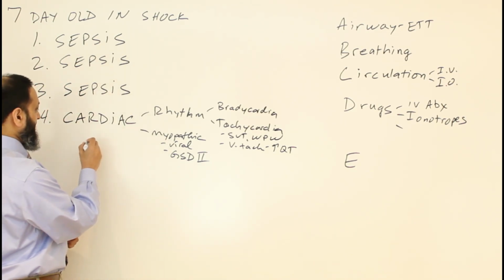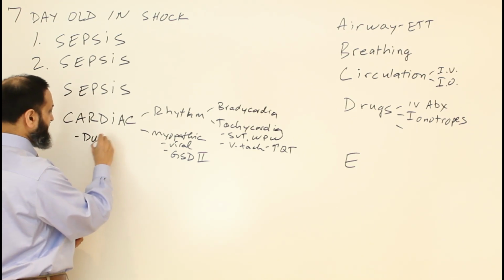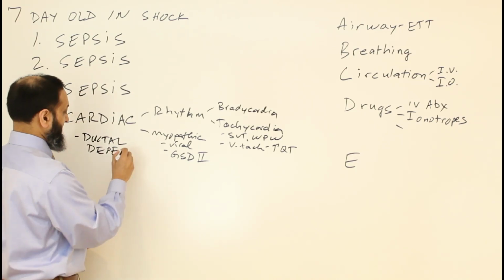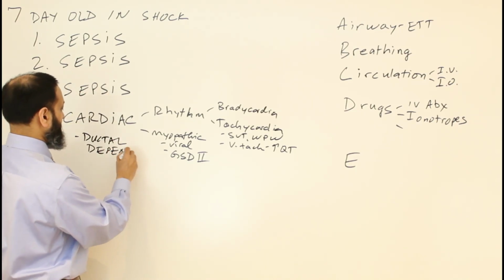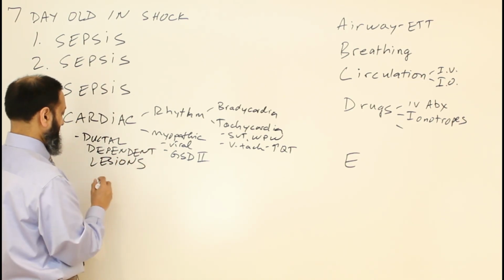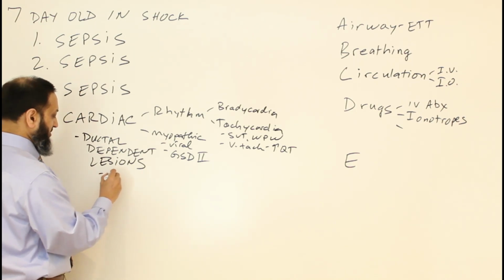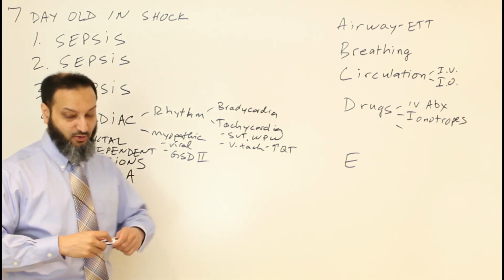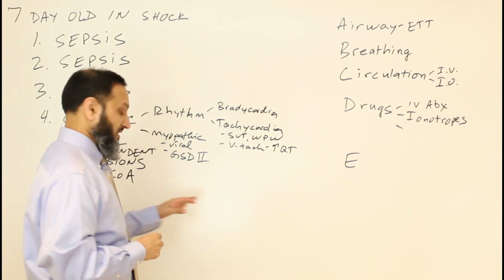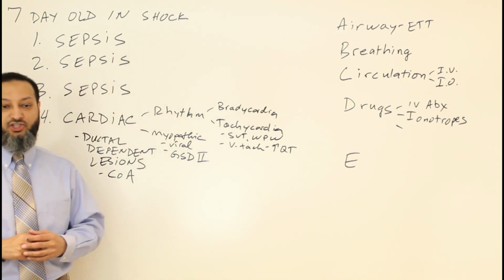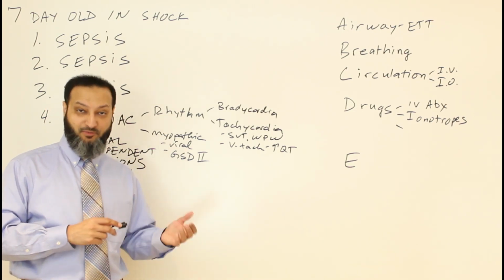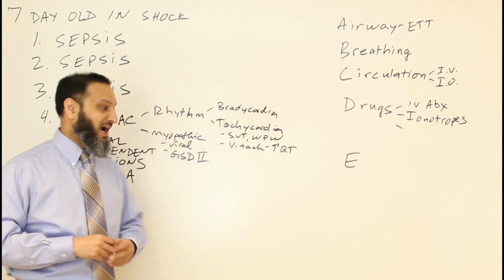So ductal dependent lesions are a major consideration in this age group, and there are three big ones that you have to think about at this time. One is going to be a coarctation of the aorta. You have a narrowing distally from the outlet of the aorta, and it's a ductal dependent lesion. So once the ductus closes, you have no systemic perfusion, and that patient comes in shock.